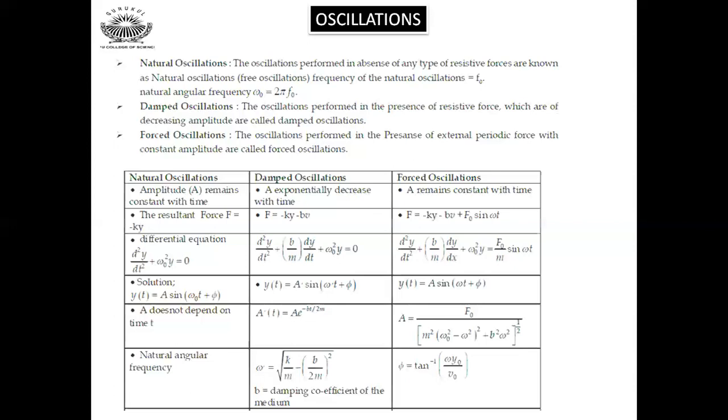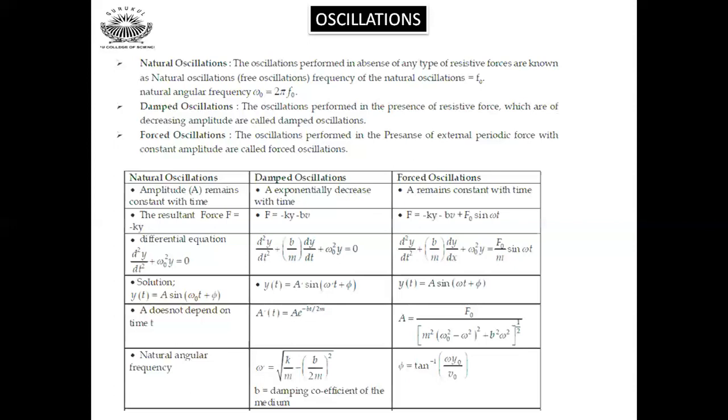Forced oscillation. So here we have the presence of an external periodic force with constant amplitude, which will make the body oscillate, and we call those oscillations forced oscillations. Here there is a comparison given to you for natural oscillation, damped oscillation, and forced oscillation. Even in the NCERT textbook, the same sort of description is given, but here it is in tabular format, which will make it easier to understand.